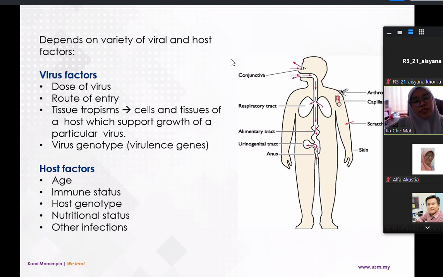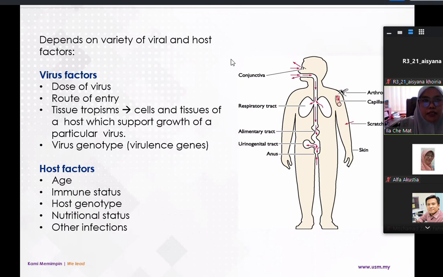Then host genotype. Sometimes this is more like a genetic disorder. Some people are susceptible to certain kinds of infections. So you have to be very careful if you have a genetic disease. Please avoid any possible transmission that could give you an infection. Then nutritional status. Of course, if you eat healthy, you will get good nutrients, so your immune system will be good.